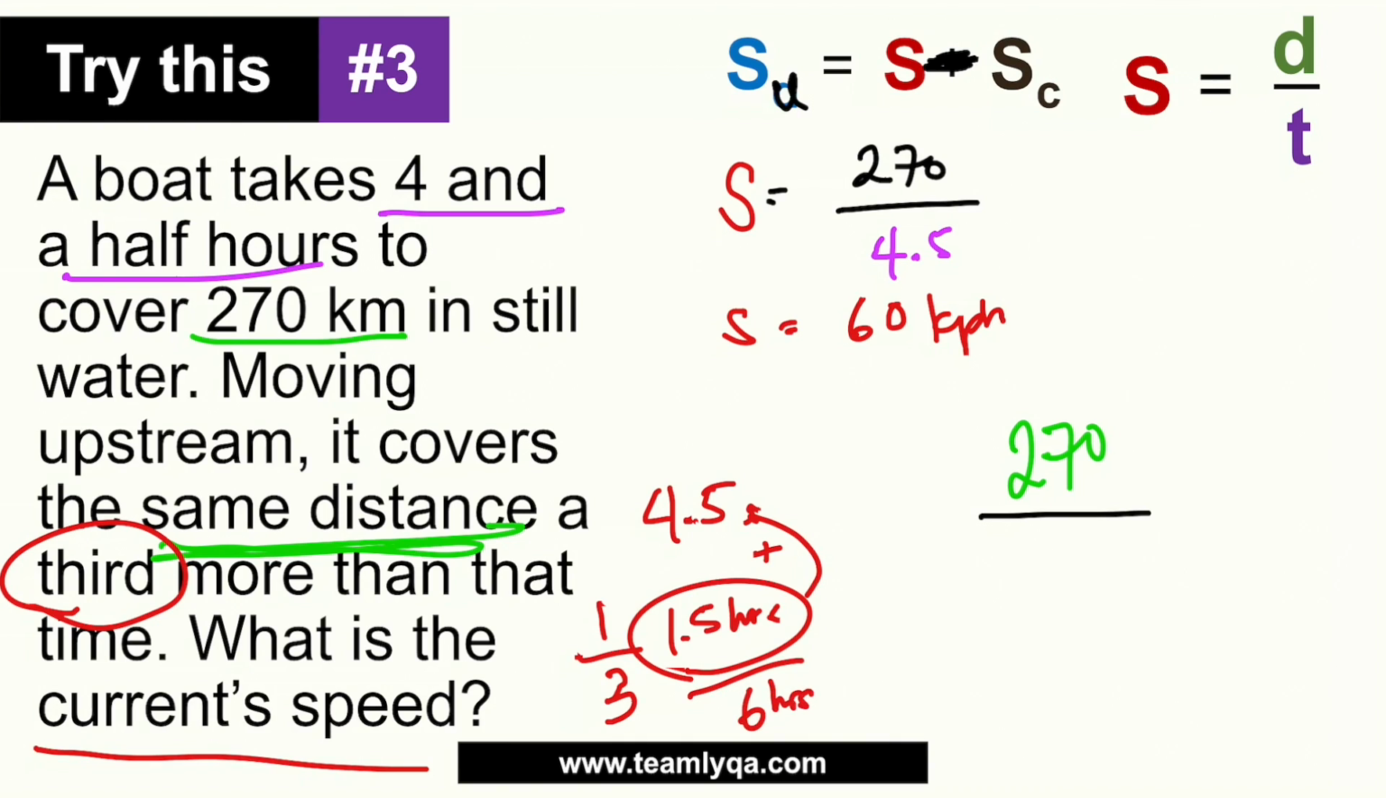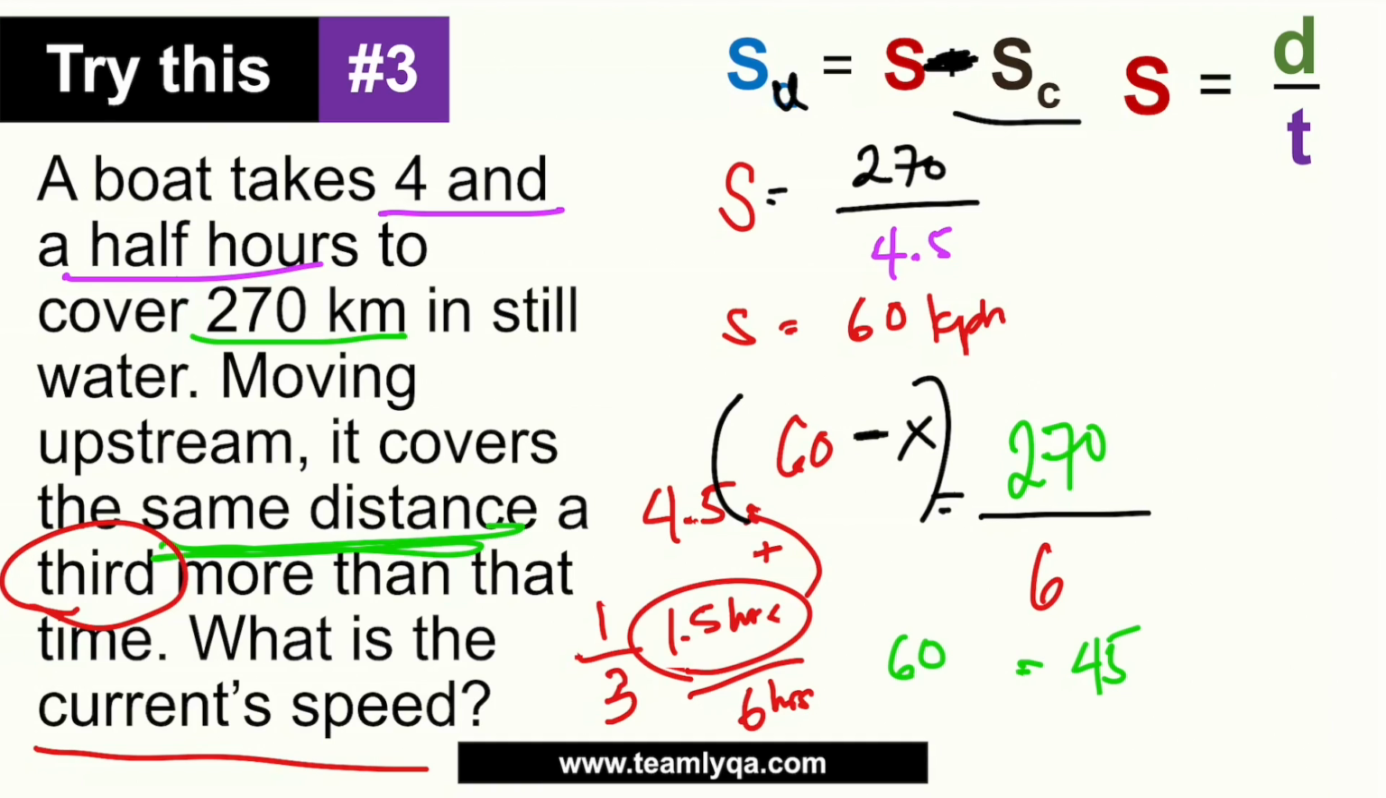So, ibig sabihin, moving upstream or against the current, it took the boat 6 hours para makarating doon. Tapos, ito ay equal dun sa 60, which is yung regular speed, minus yung speed ng current kasi moving upstream. So, that would be 60 minus x. Okay? Ganyan siya. And ito na yung pwede nating isolve. So, 270 divided by 6 muna. 270 divided by 6 is equal to 45. Okay? So, we have 45 right here. Equal daw siya sa 60 minus x.